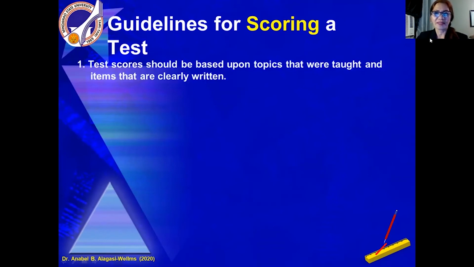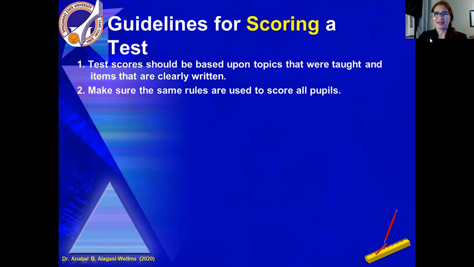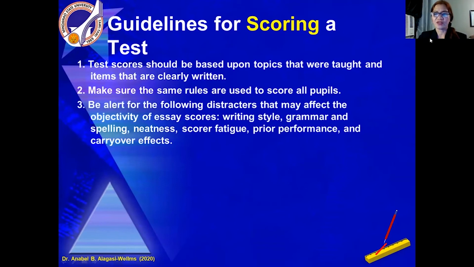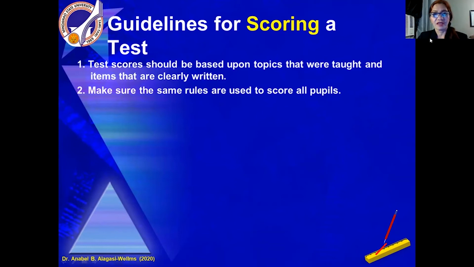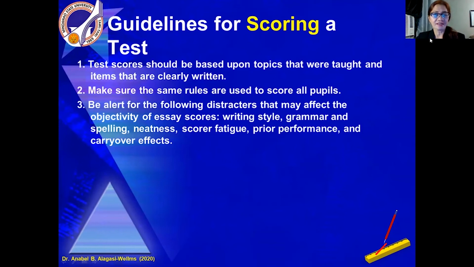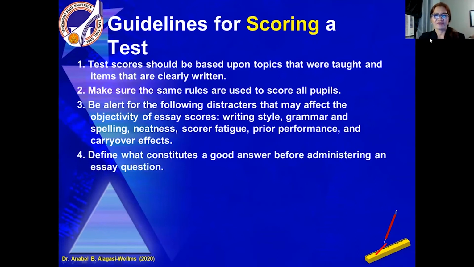Test scores should be based upon topics that were taught and items that are clearly written. So, caution, do not give a test in your classroom if you did not teach the topic. Okay, make sure the same rules are used to score all pupils. So you have to be fair. Whatever rules you use for one particular student or pupil, you have to apply to all. All right, next, be alert for the following distractors that may affect the objectivity of essay scores, like writing style, grammar and spelling, neatness, scorer fatigue, prior performance, and carryover effects. These are distractors that may affect the objectivity of essay scores. When you score an essay test, you have to be very careful about all this.